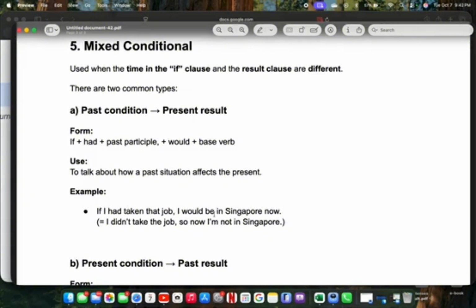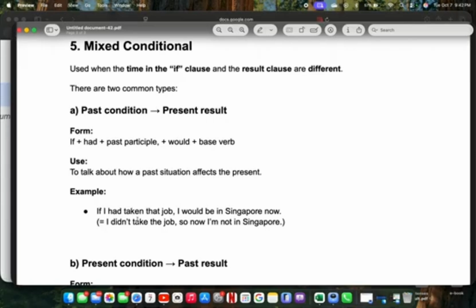Okay, so this one is more like macam past. Kalau past, kita guna past je dekat depan. Okay, yang belakang kita guna would. Lepas tu kita guna base verb. But that sentence can also be negative. If I had taken that job, I would not be in Singapore right now. It can be negative too, right?